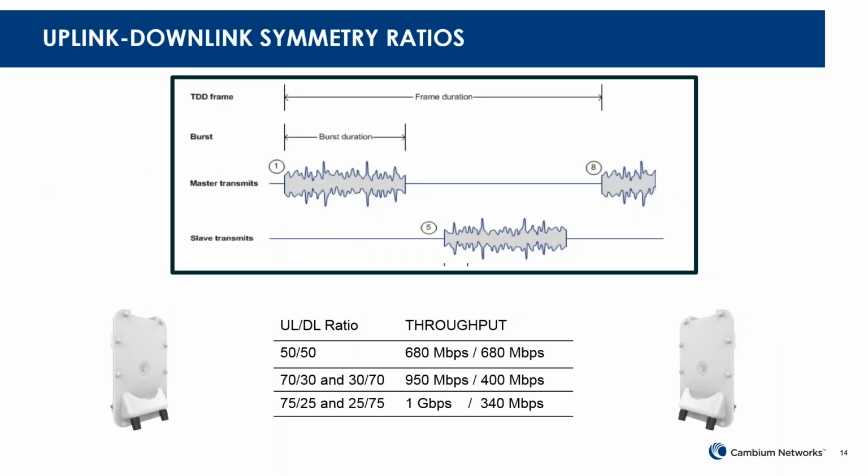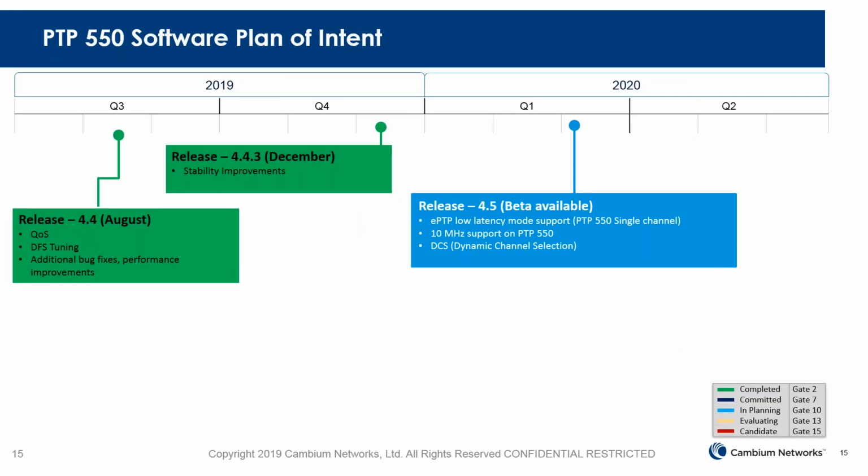Another key feature for the 550E is the uplink downlink ratios. It has three main options, which are 50/50, 70/30, and 75/25. These are the throughputs you can see at the bottom of the screen. You have 650 Mbps uplink and 680 Mbps downlink in the 50/50 configuration. In 70/30, you have close to 950 Mbps uplink and 400 Mbps downlink, and vice versa for 75/25.